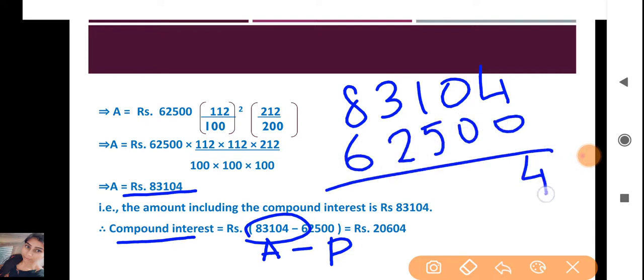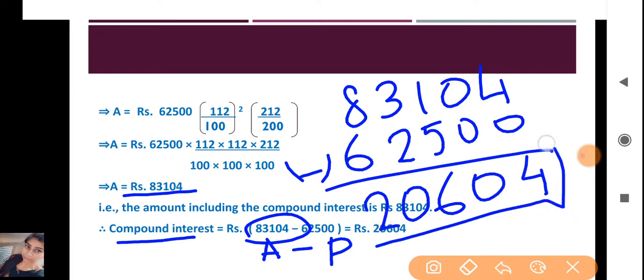So this 4 will be 4 minus 0, 1 minus 5 is not possible, so 11 minus 5 is 6. 2 minus 2 is 0, 0. So my answer is 20604. That is 20,604 is the compound interest in this case.